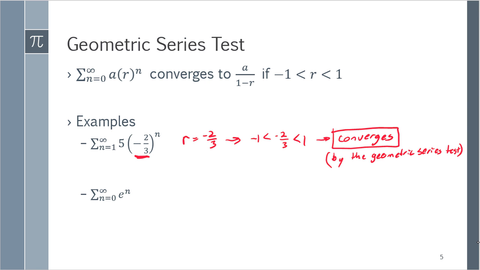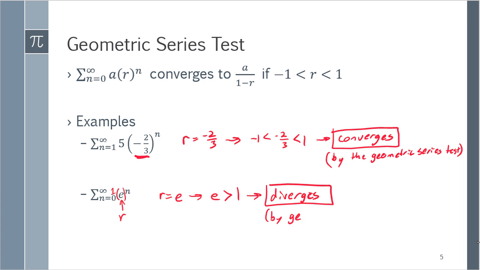If I look here, n goes from 0 to infinity of e to the n. R is my e value. My a would just be a 1 here. Because r is equal to e, and e is bigger than 1, in other words, it's not between -1 and 1, this series diverges. And if I'm asked for the reason, it would be by the geometric series test.